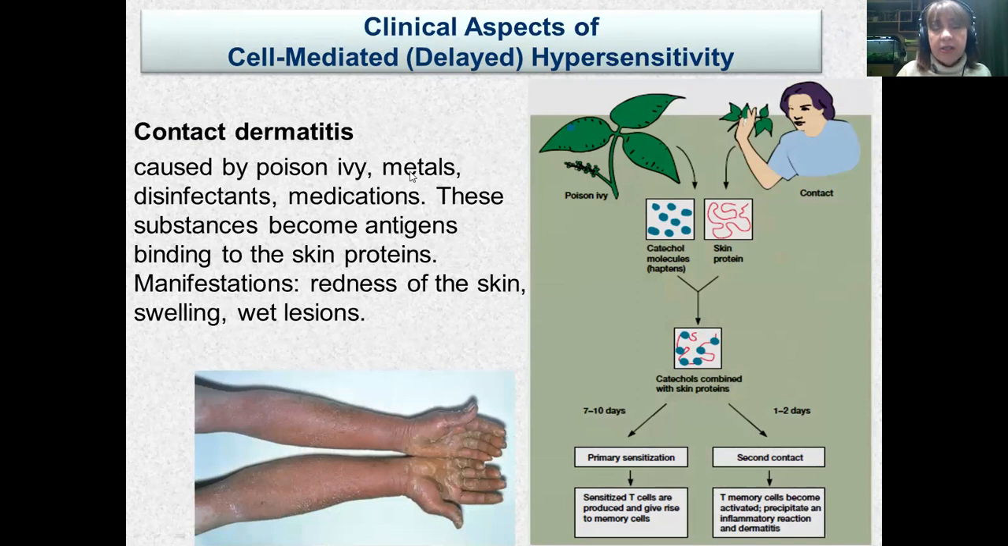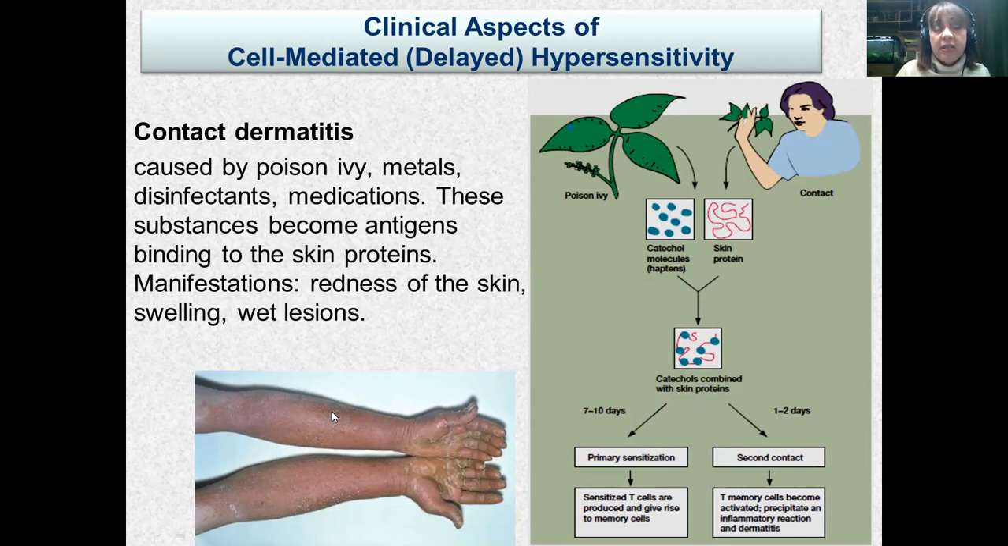These substances have the property of a hapten. After first contact, they bind with skin proteins, they turn into a complete antigen, and they activate the immune system to produce effector T cells. And second contact causes these symptoms: redness, swelling, wet lesions on skin.